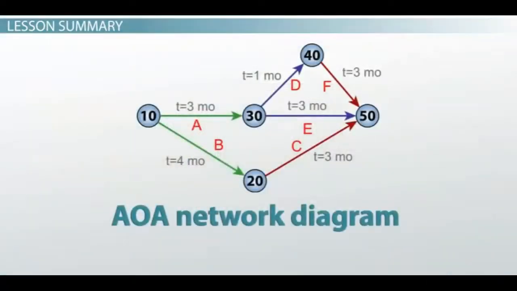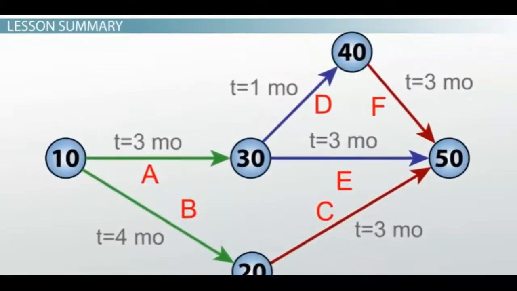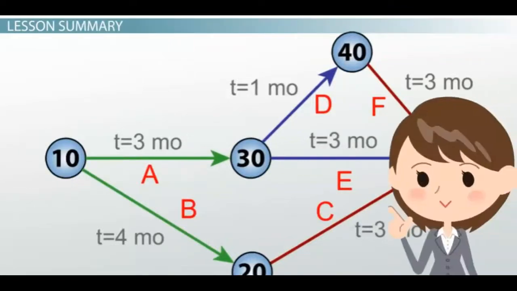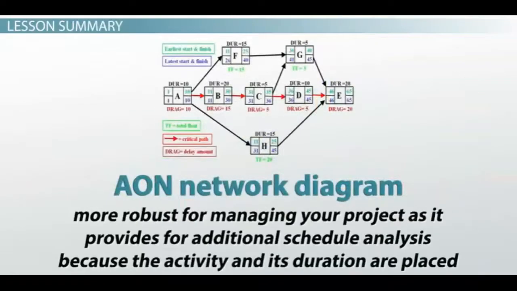The AOA network diagram displays the activity and its duration on the line of the arrow. The lines are connected to show the activity or activities preceding or succeeding the activity. By analyzing each path through the diagram, the project critical path and overall duration can be determined. The AON network diagram is more robust for managing your project as it provides for additional schedule analysis because the activity and its duration are placed in a box at the node of each arrow.